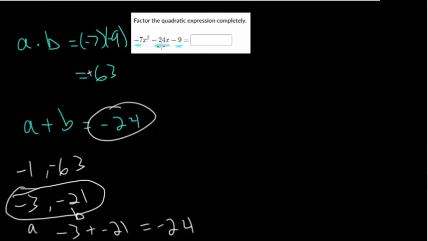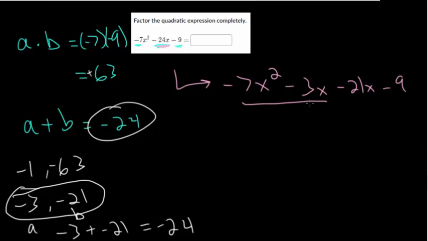And so we're going to break up this -24x term. So we have -7x squared, and then -3x minus 21x minus 9. And we can factor by grouping. So notice in this first pair that they both have negative numbers, so I can factor out a negative, and they both have an x. But no whole number besides 1 can divide into 7 and 3 evenly. So I'm just going to pull out the -x, and here I'm left with 7x, and here I'm left with positive 3. Notice when you pull the negative out, all the signs became positive.